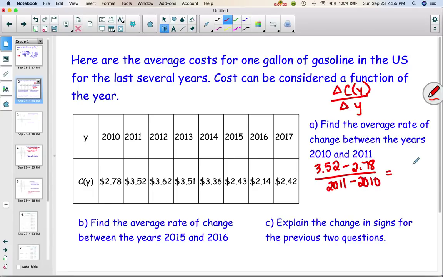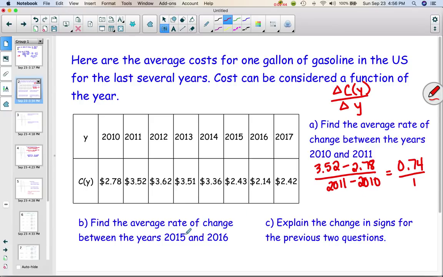So we're going to subtract this. $3.52 minus $2.78 gives us 74 cents over that 1 year. So the average rate of change would be 74 cents per year.